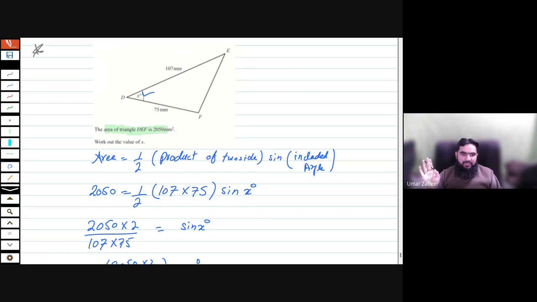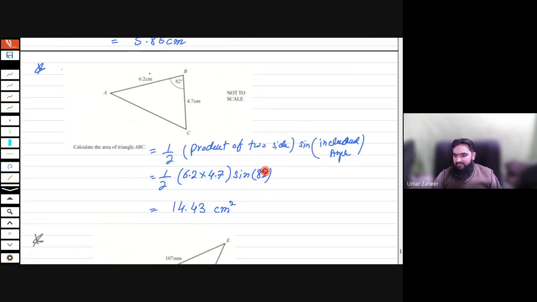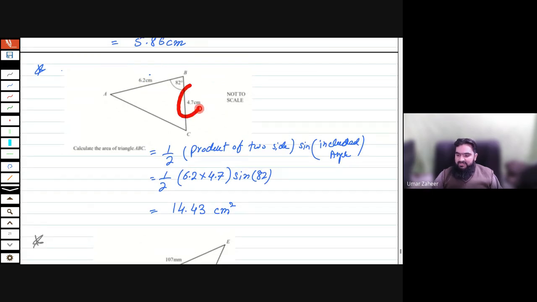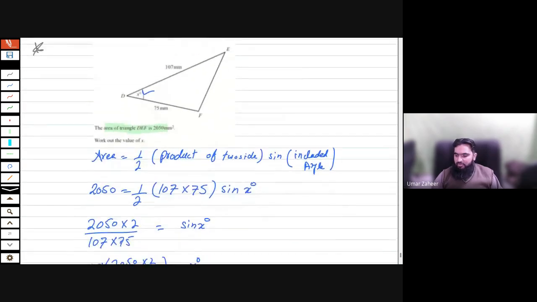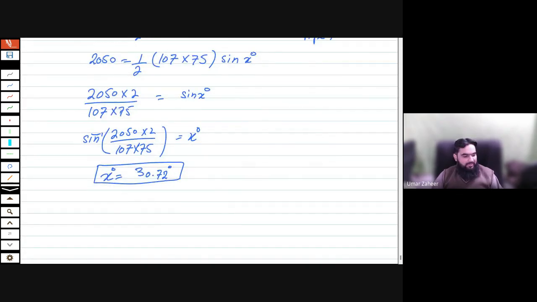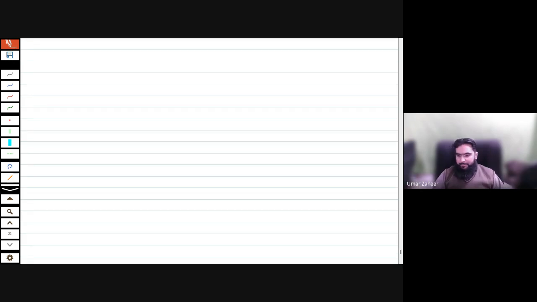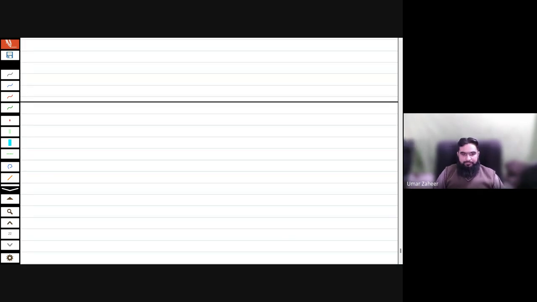The second formula for the area is 1/2 product of two sides into the included angle. Look at here. The two sides are given. You have to find the included angle, and the area is also given. In the same way, in the above one, you have the two sides, you have the included angle. So just go for the second formula, 1/2 product of two sides into sine of included angle. Only these are the two formulas. With their help, we are going to find the area. I hope these are clear.